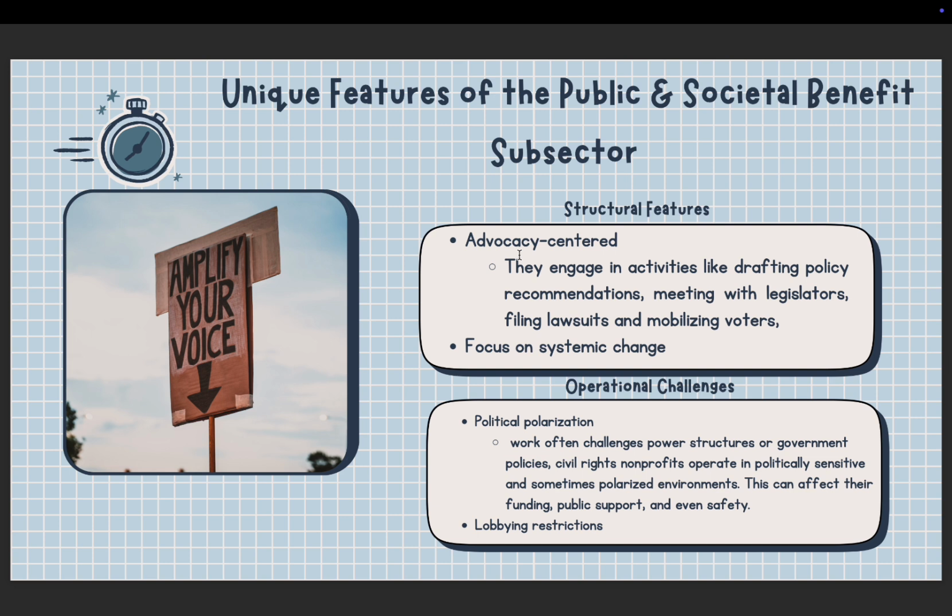very stressful at times. Unique factors of the public and societal benefit subsector are structural features. They are advocacy-centered. They engage in activities like drafting policy recommendations, meeting legislators, filing lawsuits, mobilizing voters, and focus on systematic changes, which, this could just be me nerding out, but that is really cool. And some operational challenges, as mentioned before, are political polarization as well as lobbying restrictions.